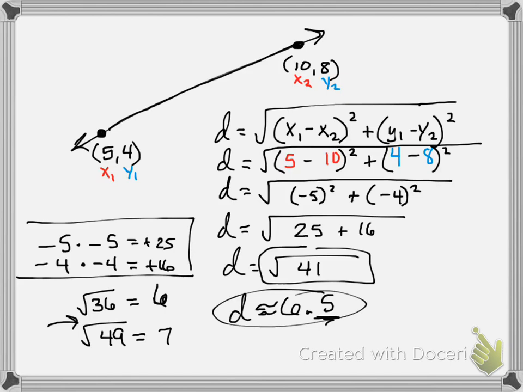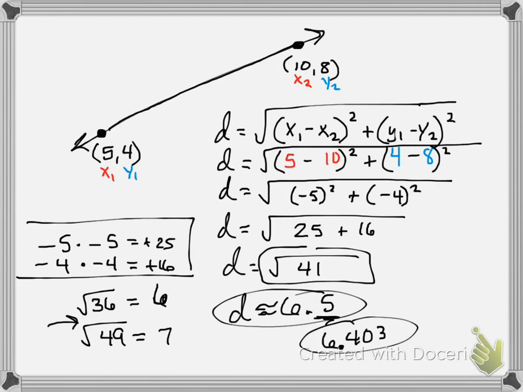Okay, and if we actually put that into the calculator, let me pull up my calculator real quick. All right, 41, and I take the square root of that. All right, the actual answer is 6.403. Okay, and so my estimation at 6.5 was very, very close.